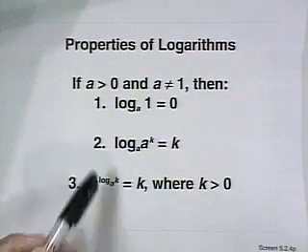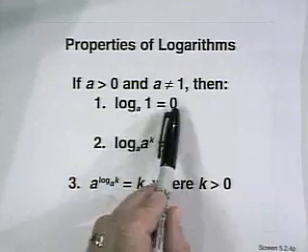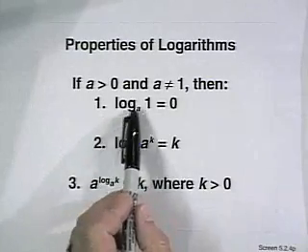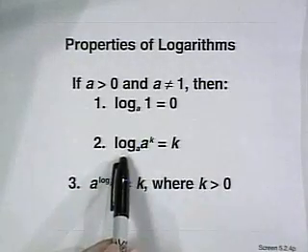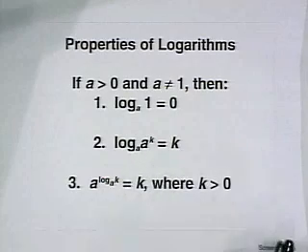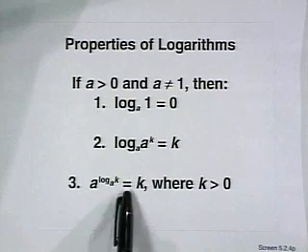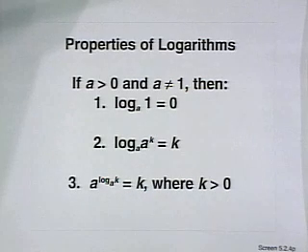Logarithms have many properties, all of which you should become familiar with. Let's look at some beginning ones, see what we can learn from them. Here are the first three properties of logarithms that you should know. If a is larger than 0 and a is not 1, then the log base a of 1 equals 0. That's saying that for any base, the log of 1 is 0. Here's another important property. The log base a of a to some power is that exponent. Log base a of a to the k equals k. Also, if you have a to the log base a of k power, that is also equal to k if k is larger than 0.